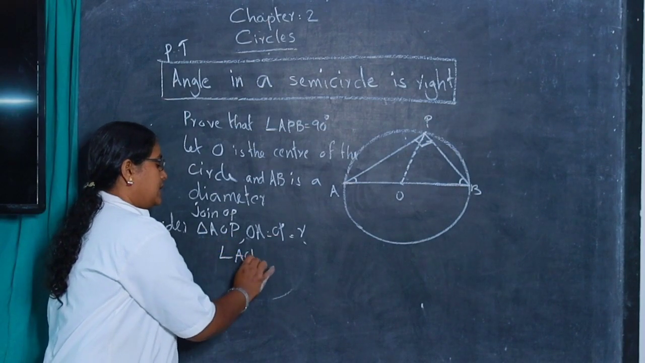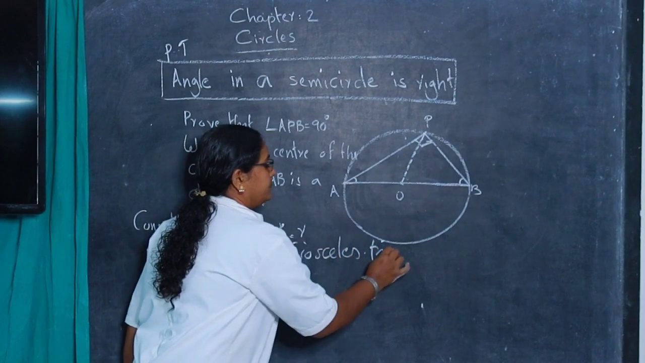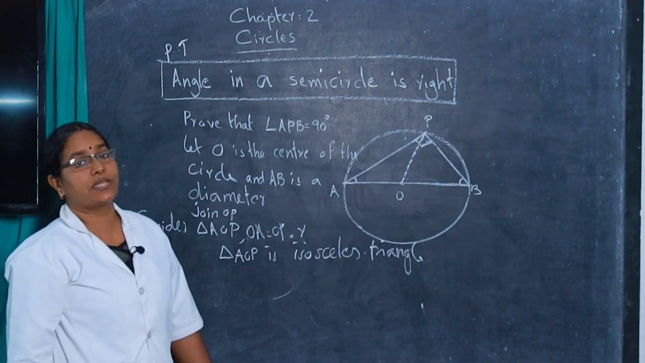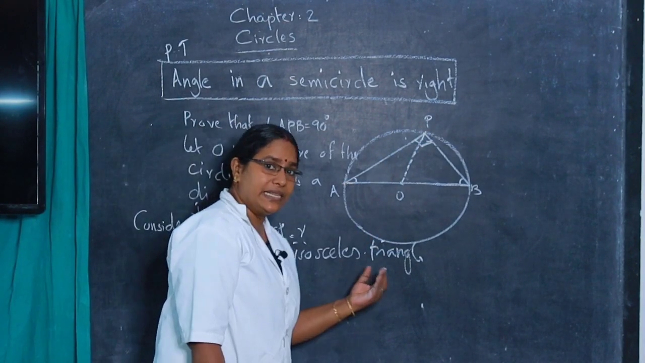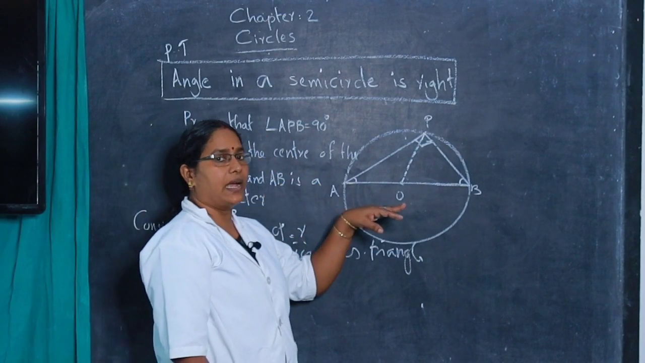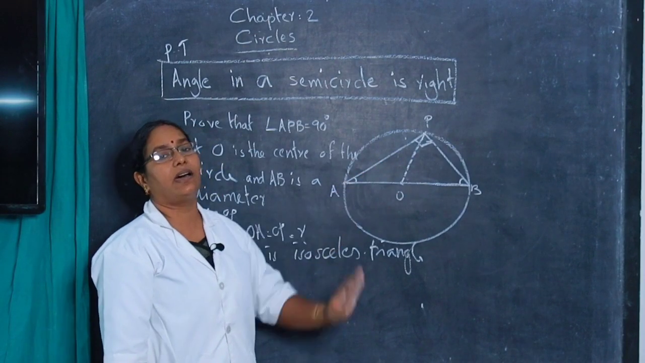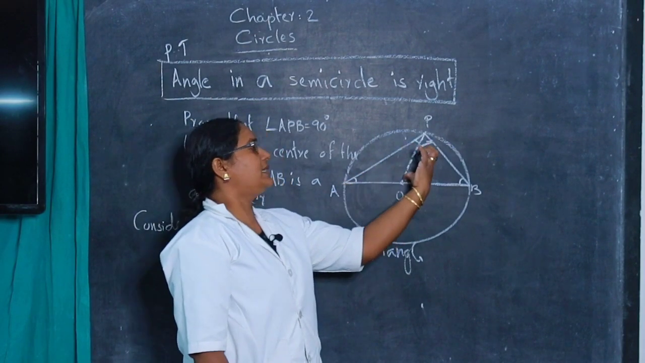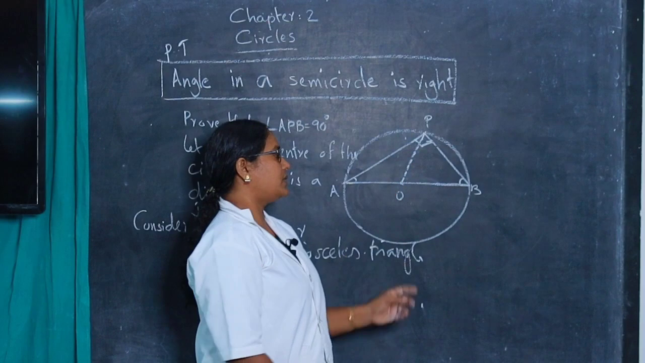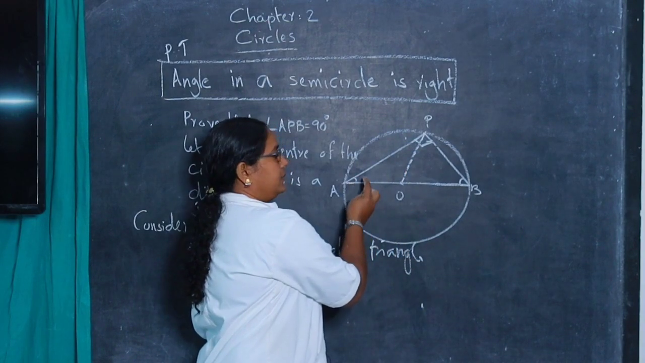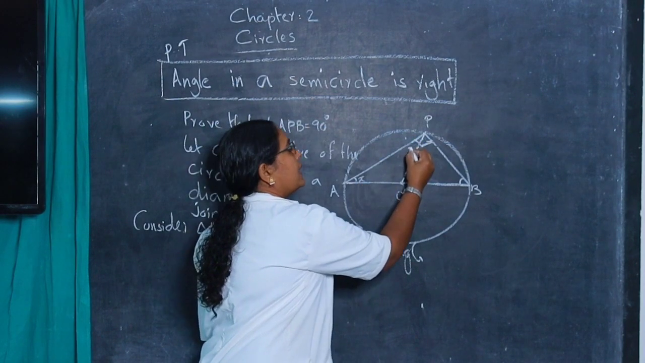AOP is an isosceles triangle. You already studied in 9th standard: in an isosceles triangle, equal sides have opposite angles that are equal. In triangle AOP, the angle opposite side OP and the angle opposite side OA are equal. Therefore, the two angles are equal.